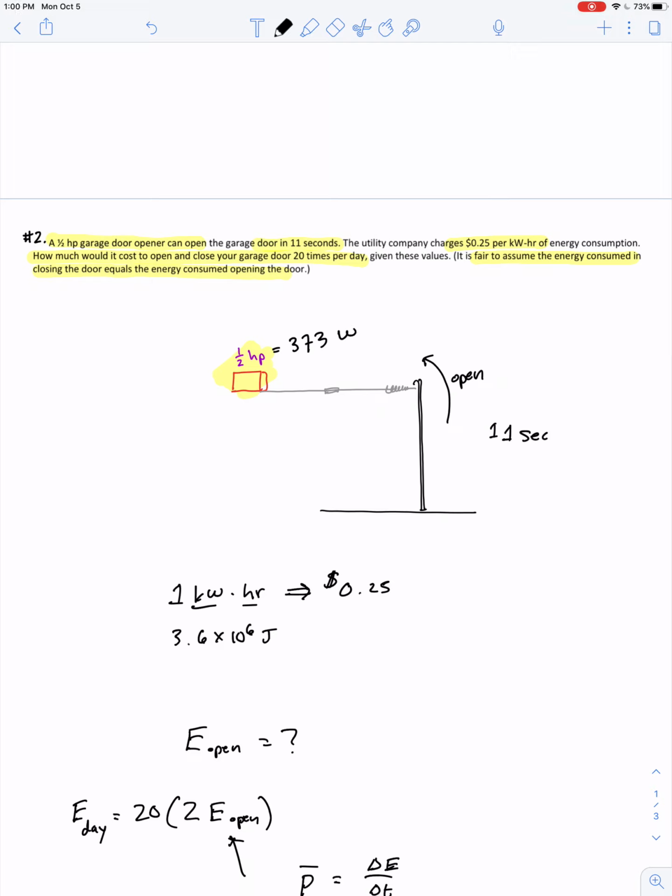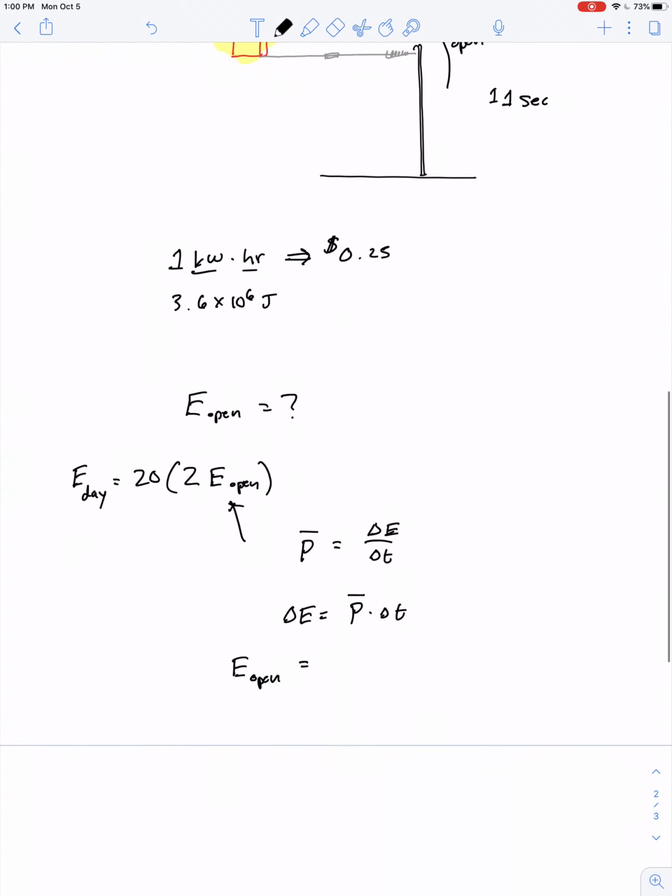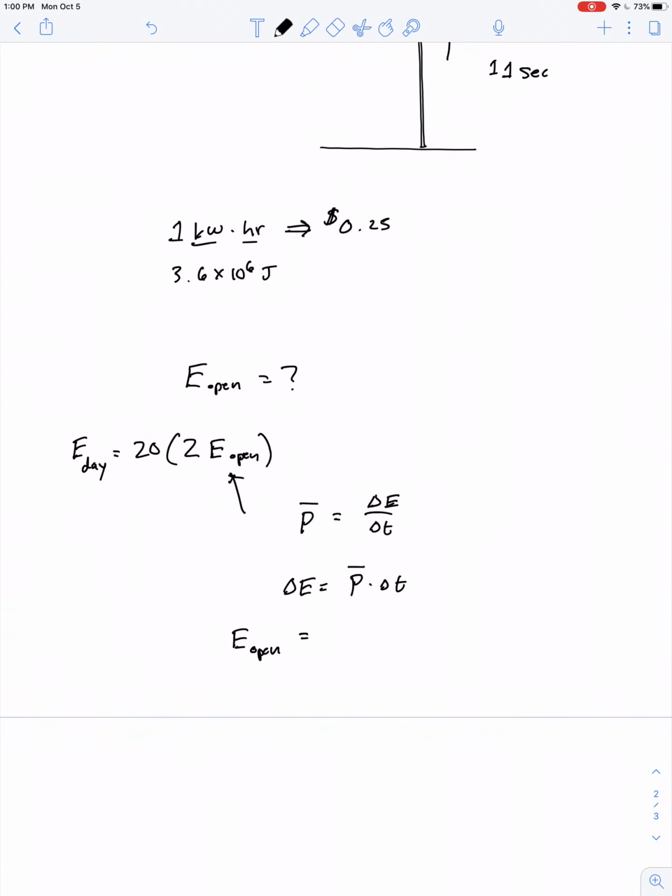And that's a common value. Most garage door openers are sold as either 1/2 horsepower or 3/4 horsepower, depending on the weight of the door that they have to open. So 373 joules per second multiplied by 11 seconds means the energy it takes to open the garage door one time is equal to 4,103 joules.